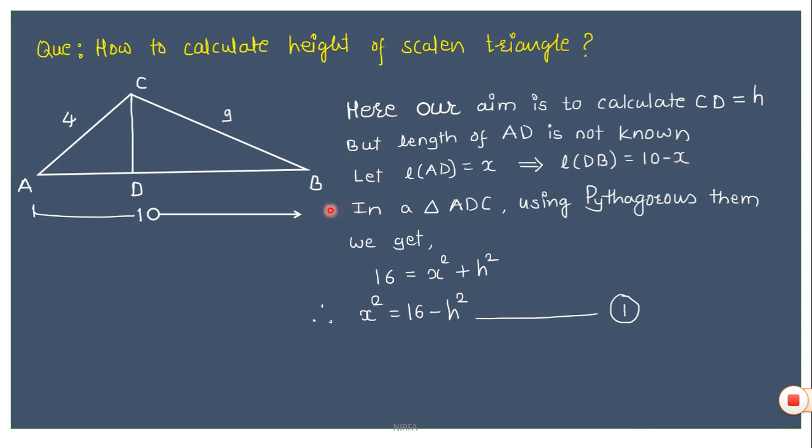All right. Now I have two right angle triangles. Therefore, I can use Pythagoras theorem in both the right angle triangles. So now I'm using Pythagoras theorem in this left side right angle triangle ADC. So hypotenuse square, that is square of 4 is 16, equal to AD square, AD is x, so x square, plus CD square, CD is h, so h square. And I'll get x square is equal to 16 minus h square. Let me call this expression equation number 1.